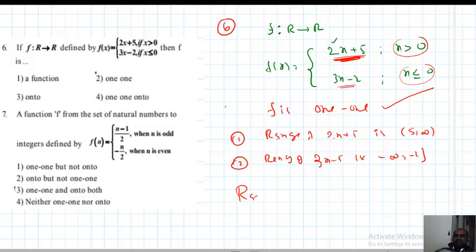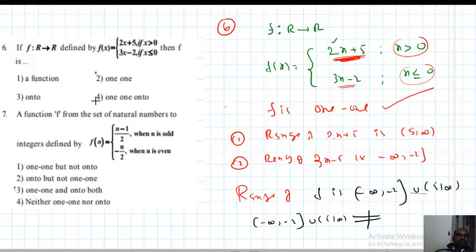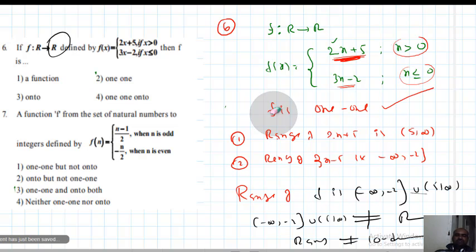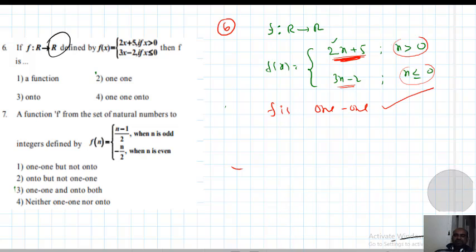The range of f, I can say, is minus infinity to minus 2 union open 5 to infinity. Observe, this is not the set of all real numbers. Between minus 2 and 5, many real numbers are missing. That's why the range is not equal to the codomain. So minus infinity to minus 2 closed union open 5 to infinity is not equal to R. The range is not equal to the codomain, which means f is not onto.